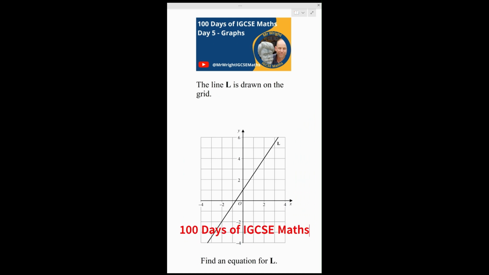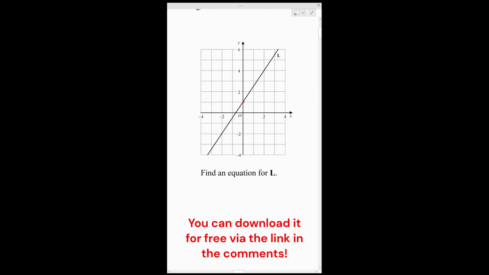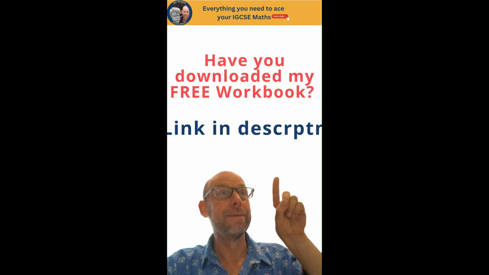Pause the film now if you'd like to do the question before me. Right, we've got to write down an equation for this line. I can see its gradient. If I move 1 along the x-axis, then my y value increases by 1.5. So its gradient's 1.5. So it's going to be y equals 1.5x. Now, where's the y-intercept? It's there at 1. So the equation of the line is y equals 1.5x plus 1.